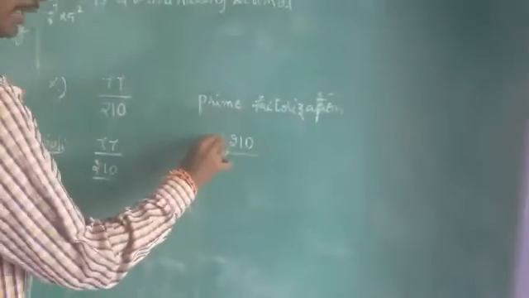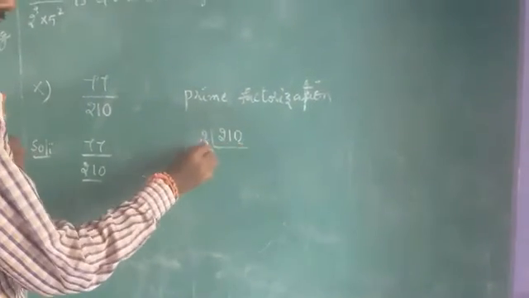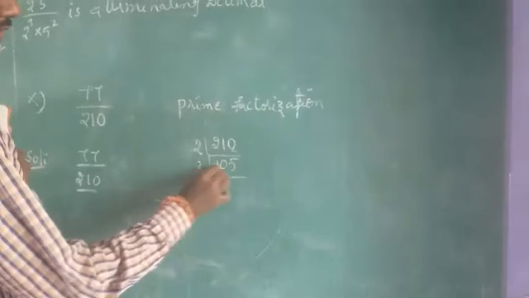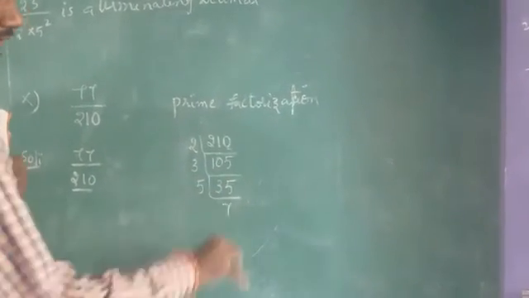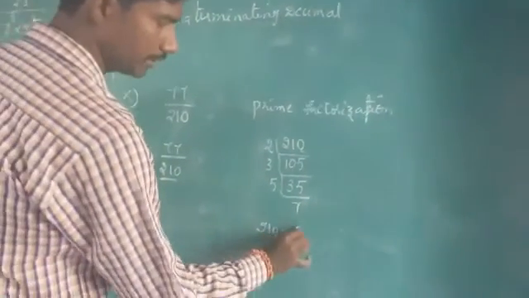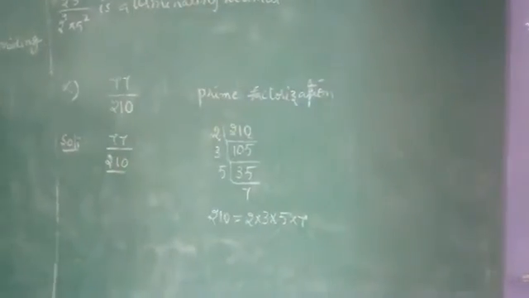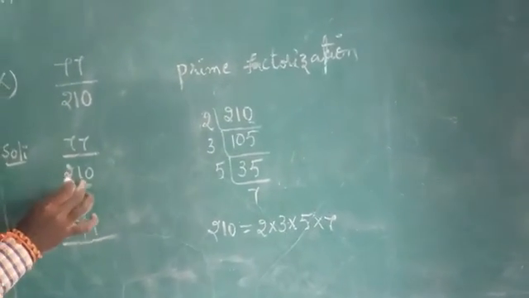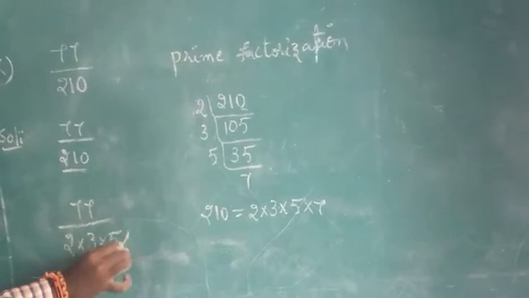210. See, let me take the 3 table, or otherwise the 2 table also, no problem. This 0 is there, so 2 table I am taking. 2 tens are 20, 2 5s are 10. Let me take the 3 table. 3 3s are 9, 3 5s are 15. Let me take the 5 table. 5 7s are 35. Yes or not? So 210 you can write as 2 into 3 into 5 into 7. That only I am going to write in the denominator. So 77 by 210 has the prime factors 2 into 3 into 5 into 7.